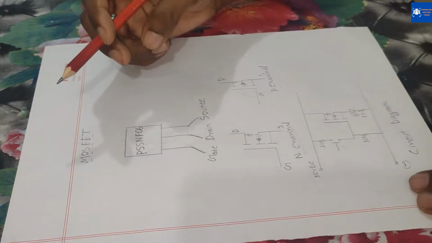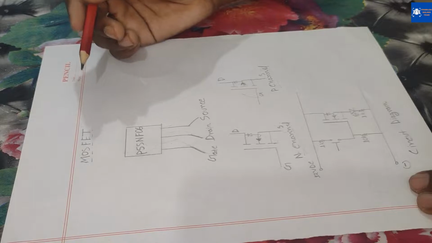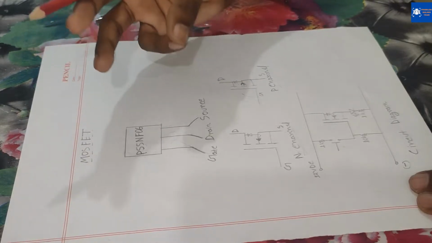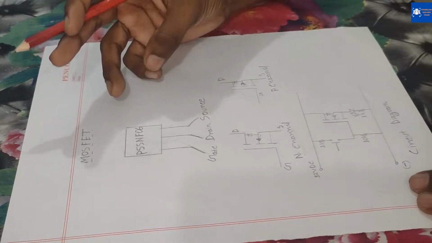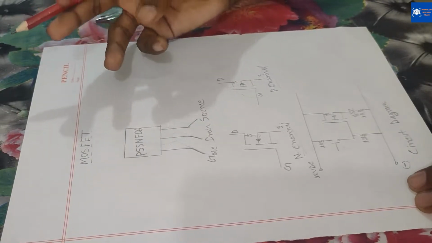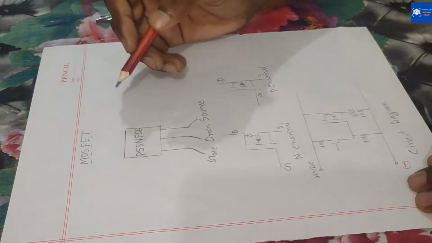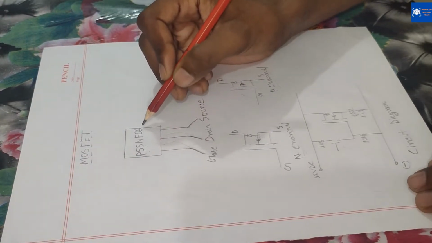And depletion type is again two types, P-channel MOSFET and N-channel MOSFET. And enhancement type is again two types, P-channel MOSFET and N-channel MOSFET. And we will discuss enhancement type N-channel MOSFET today. And this MOSFET model number is P55NF06.